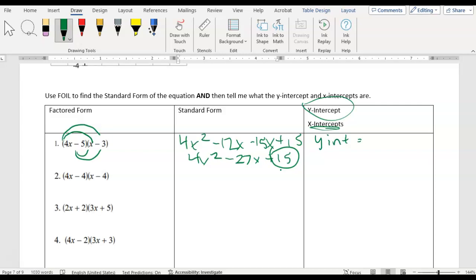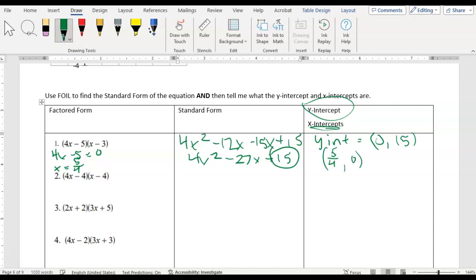is 0, 15. And then the x-intercept is when we set each part of the factor to 0. So this would be 4x minus 5 equals 0. So that would be x equals 5 over 4. Add 5 on both sides, divide by 4. So one of our x-intercepts is 5 over 4, 0.